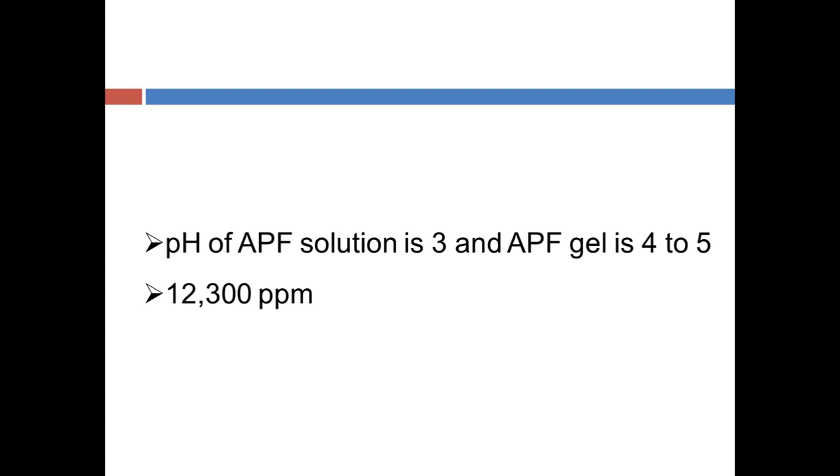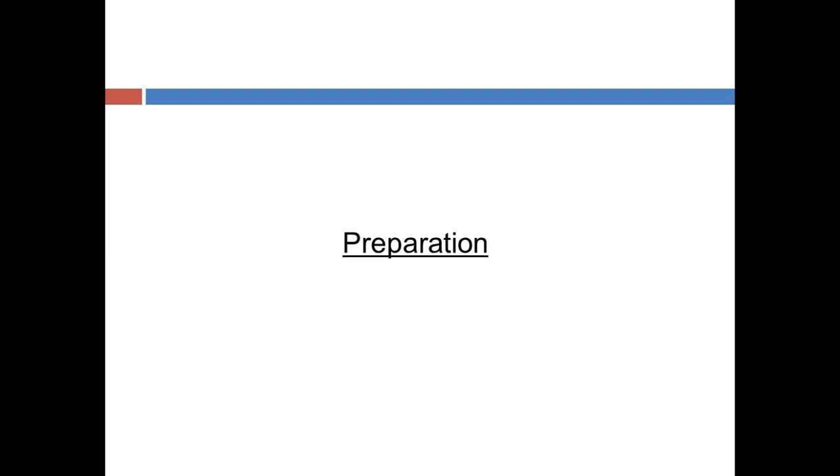And coming to the ppm of fluoride, APF will be intermediate between sodium fluoride and stannous fluoride. When we compare both, it will be in the middle. The fluoride concentration in the solution will be 12,300 ppm. So in between, sodium fluoride is having 9040, whereas stannous fluoride will be having 19,360, whereas coming to APF it will be 12,300.